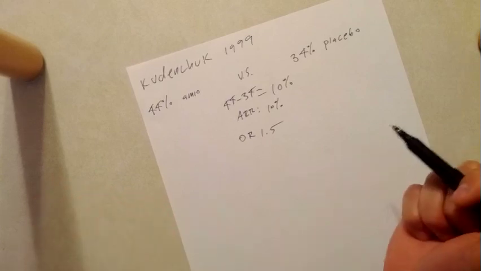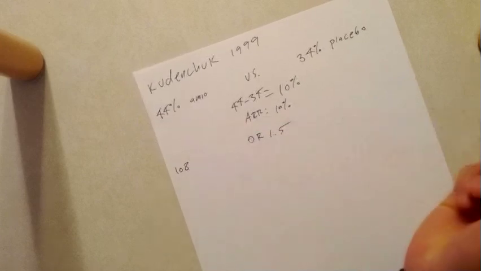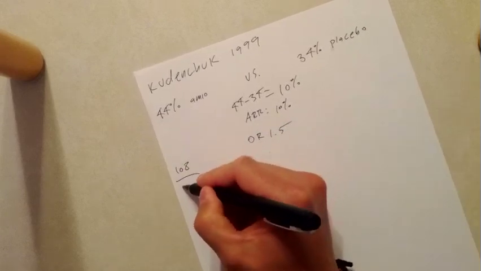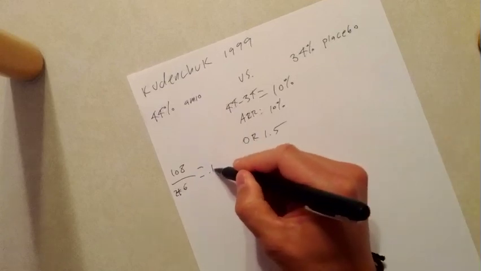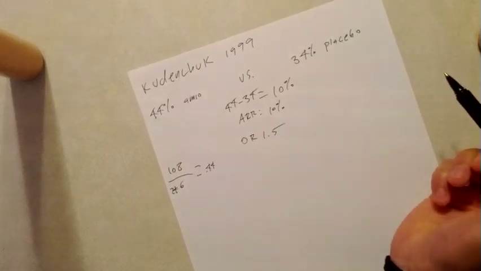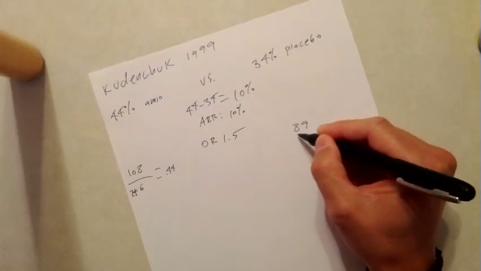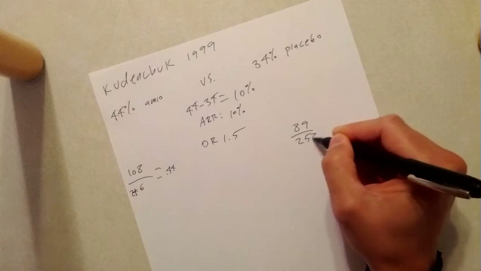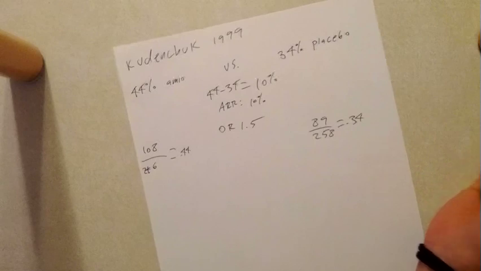So if we go back to the study, we'll see that there were 108 survivors in the amio group out of 246 people who got amio. And if you divide that, you get 0.44, or the 44%. And likewise over here, there were 89 survivors out of 258, which comes out to 0.34, or the 34%.